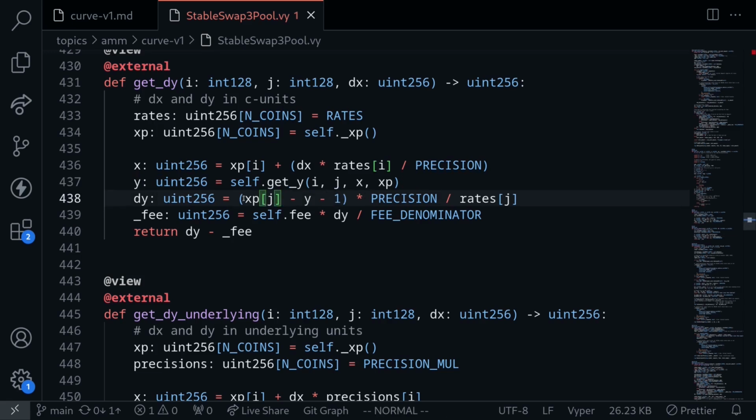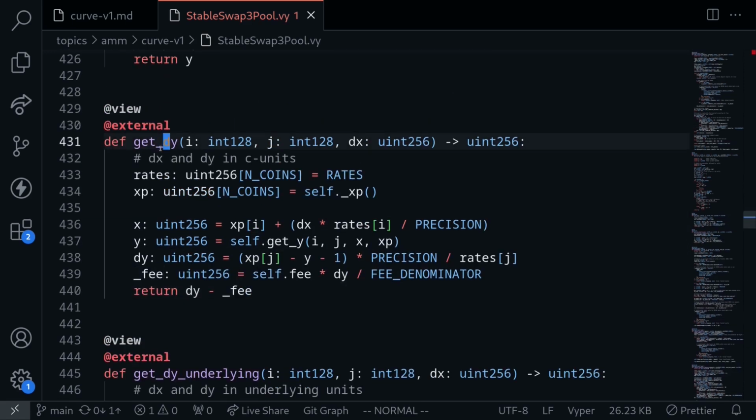Basically, this difference of old balance of token out minus the new balance of token out is the calculation for the amount of token that will come out. This is named dy. A fraction of this dy will be kept inside the pool as swap fee, and this is calculated by taking some fraction of dy. And the actual amount of token that will come out is dy minus the fee. So that's the function get_dy.